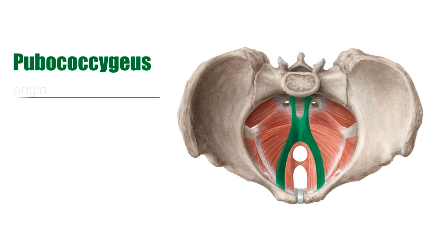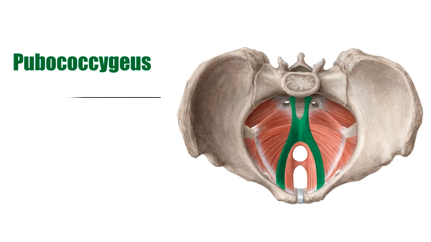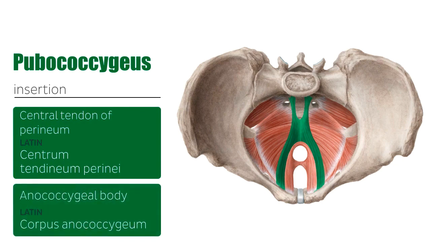When it comes to the origin points for the pubococcygeus, it runs from the pubic bone, lateral to the origin of the puborectalis muscle, as you can clearly see here on this image, just laterally to this muscle that we talked about. As for the insertion point of the pubococcygeus, the tendinous center of the perineum and the anococcygeal body will be serving as the insertion points.